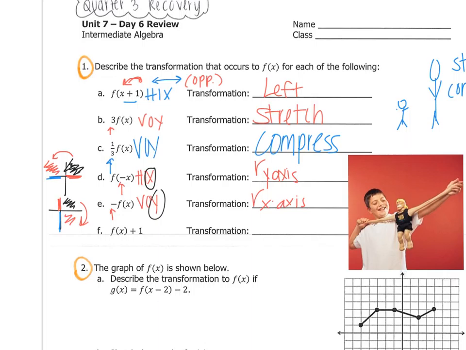And the last one that we have here, this +1 on the outside of the parentheses, this is another Voy problem. We're changing the y's by adding 1. So this takes us up 1.